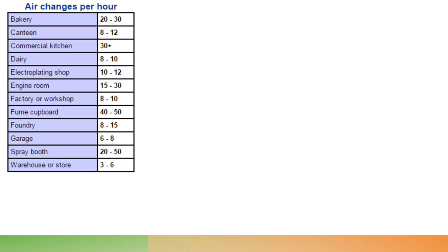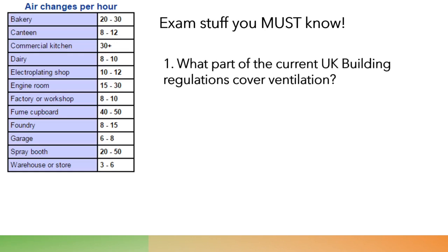What I want you to do with this is investigate it a little bit further, because this is going to be exam stuff you must know. First of all, you're going to have to understand where you get these regulations from and how you apply them to various examples. For instance, what part of the current UK building regulations cover ventilation? You've got Part A, B, C, and so forth. You need to tell me which part covers ventilation.